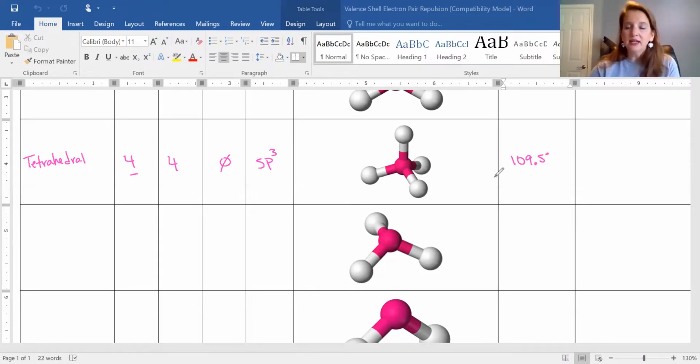Classic example of this one would be methane, which is CH4. Carbon in the center and 4 hydrogens around the structure to form a tetrahedral shape. Right, so let me show you the model of that. My tetrahedral is right here.